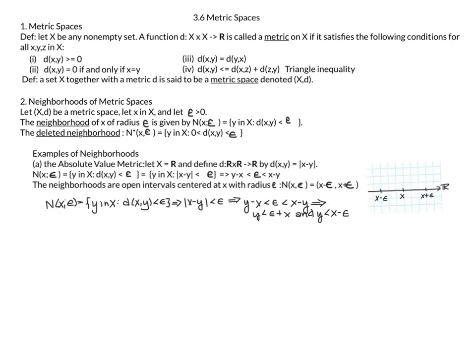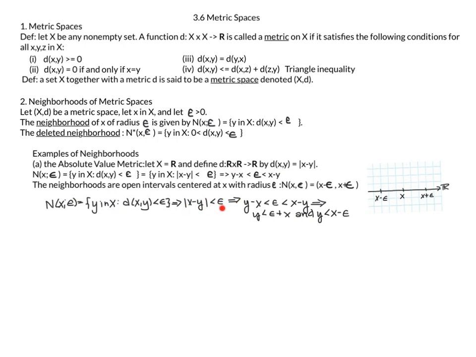Our first example of a neighborhood is the absolute value metric, where d was defined to be the absolute value of x minus y. So our neighborhood then, we will define as d(x,y) less than epsilon. Plugging in our metric, that means the absolute value of x minus y is less than epsilon, which I actually have written out here.